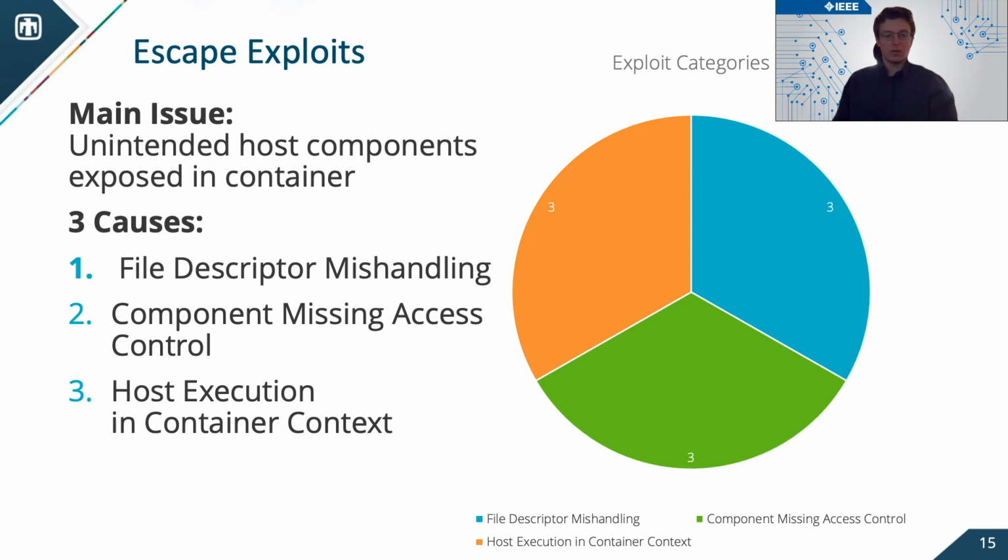In the second case, for runtime component missing access control, the exposure occurs because the adversary gains access to a host runtime component that failed to implement fine-grained access control. And finally, in the third issue, for adversary-controlled host code execution, the exposure occurs because a host binary executes in the context of the container, which enables the adversary to manipulate an execution through either a malicious shared object or a malicious symlink.